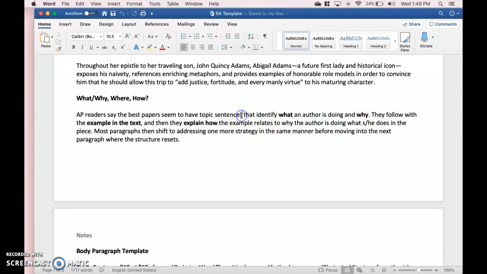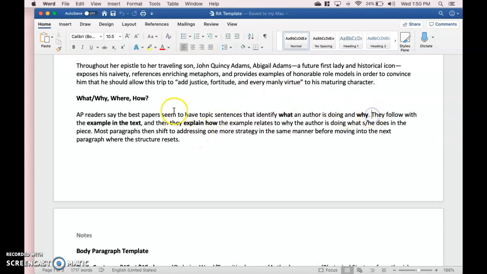So in that topic sentence, we're going to explain what we see and why we see it. Then we're going to follow that sentence with an example straight from the text. And then following that example, we're going to explain how that example relates to why the author is doing what he does in the piece. So there's the formula for you right there. We're going to start with a topic sentence that identifies what and why, followed by an example, followed by an explanation of how that example relates back to your topic sentence of why.